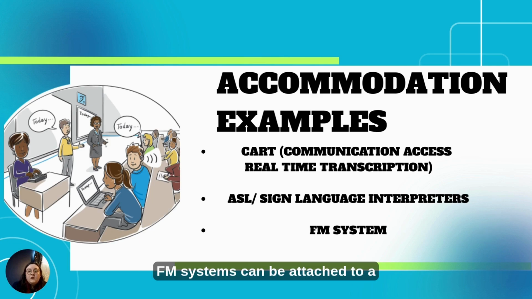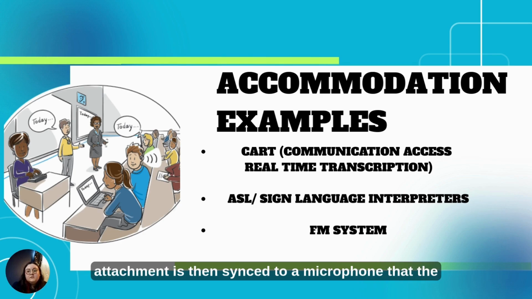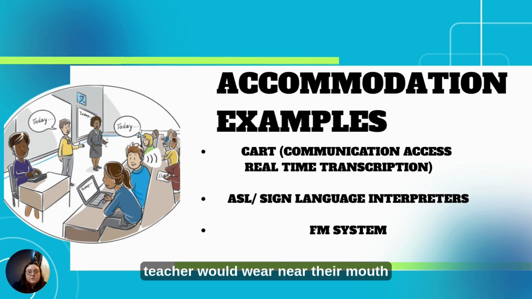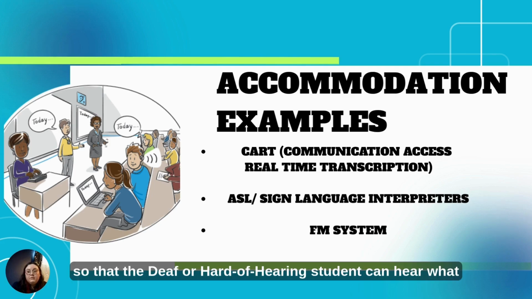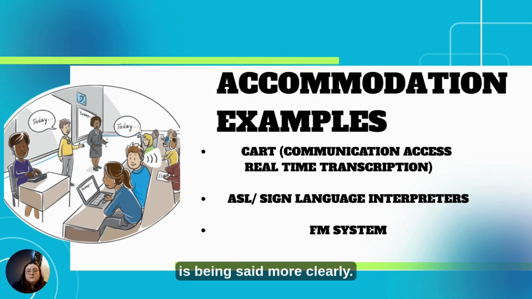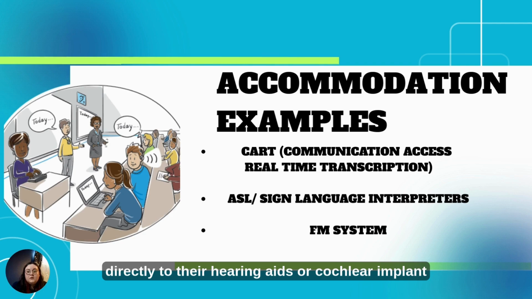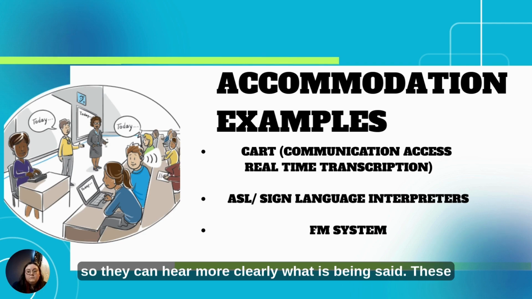And finally, FM systems can be attached to a student's cochlear implant or hearing aids. That attachment is then synced to a microphone that the teacher would wear near their mouth. So the deaf or hard of hearing student can hear what is being said more clearly. FM systems cut out background noise or issues of proximity to the student by sending the sound directly to their hearing aids or cochlear implant so they can hear more clearly what is being said.